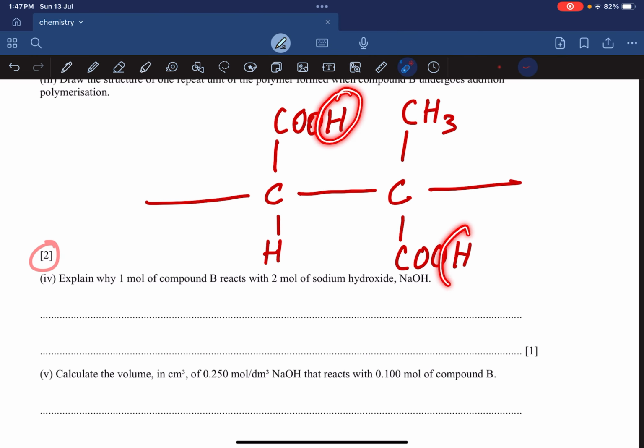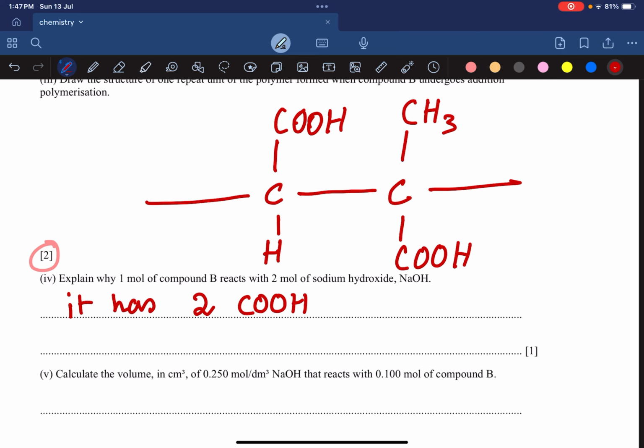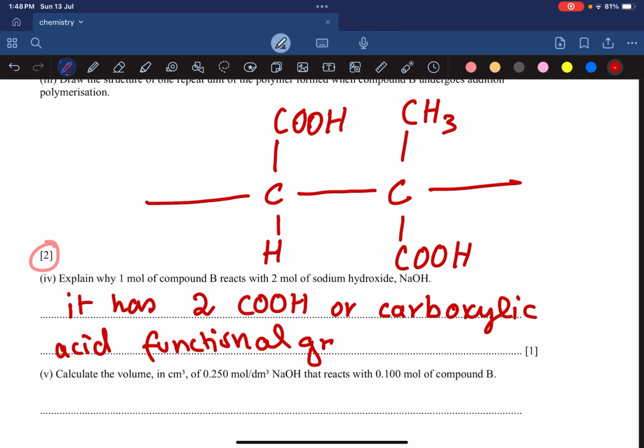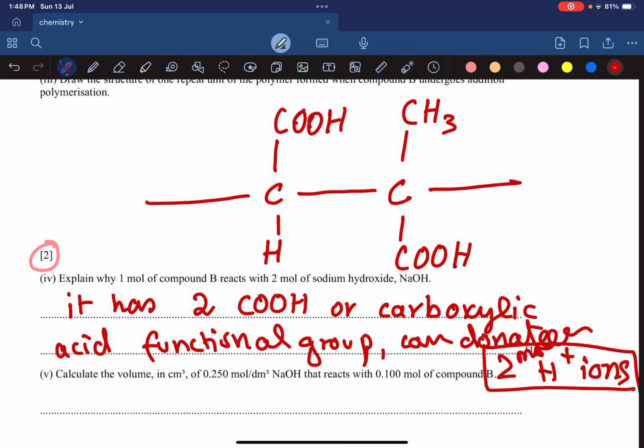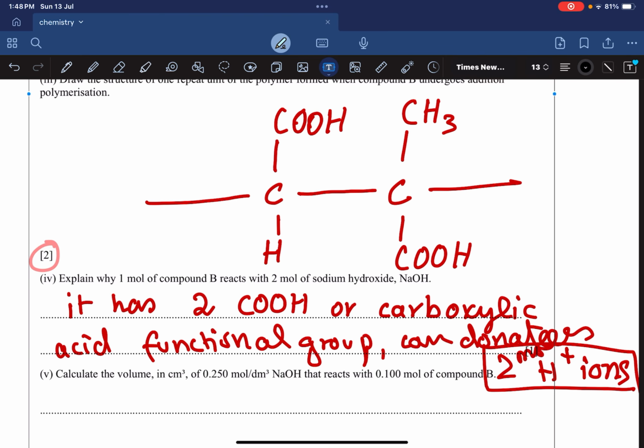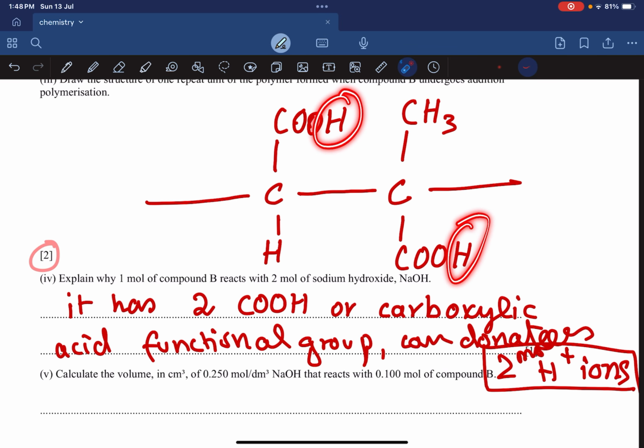Because from here our H+ ions are going to come into the solution. Or you can write that the carboxylic acid functional group can donate, because acids are proton donors, can donate 2 H+ ions. 1 mole can donate 2 moles of H+ ions. Okay, just simplify it and tell this. See, 1 H+ will come from here and 1 H+ from here.